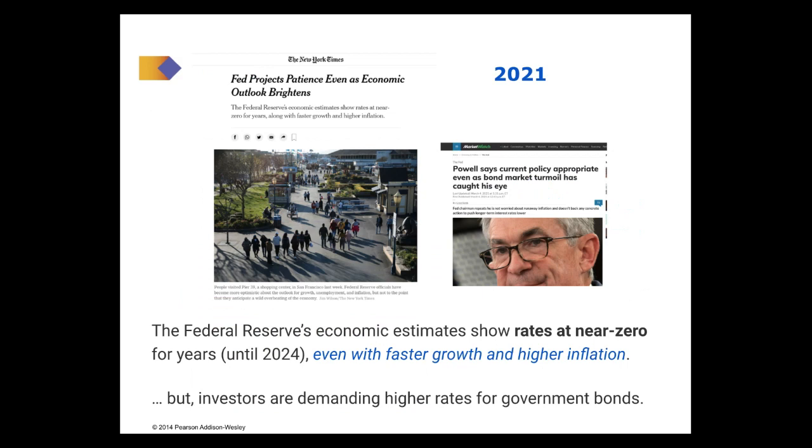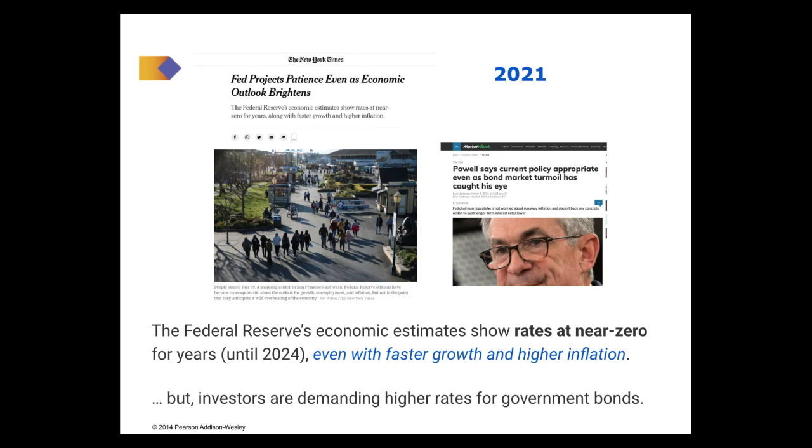Now, in 2021, the Fed kind of made a statement. This is Chairman Powell recently, and basically, Chairman Powell is saying, well, we see faster growth in the future and maybe even higher inflation beyond the comfort zone, maybe inflation beyond 2%. But despite that, the Federal Reserve is going to keep rates at near zero for the foreseeable future. And it mentioned specifically until 2024.